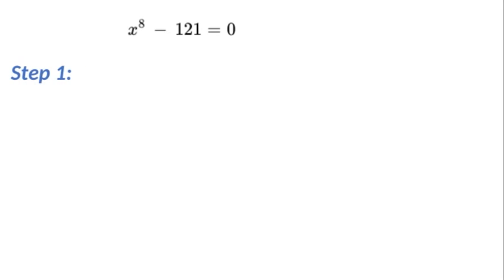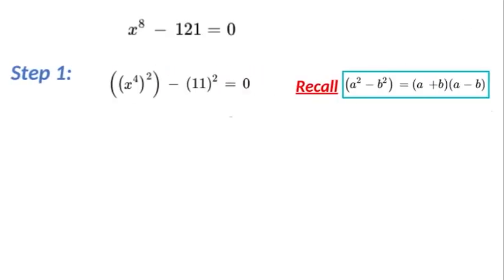So we're going to rewrite x to the 8 as x to the 4 all to the power of 2, and we'll write 121 as 11 to the power of 2 is equal to 0. Now we have the difference of two squares format. So we have the algebraic identity over here, and we can use this now to simplify the expression.